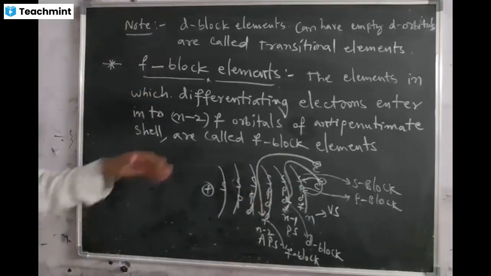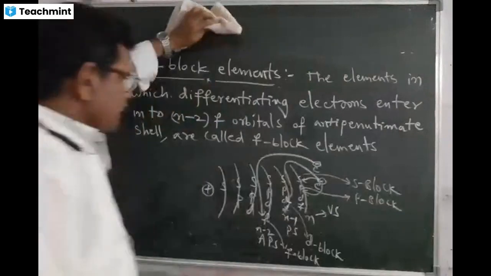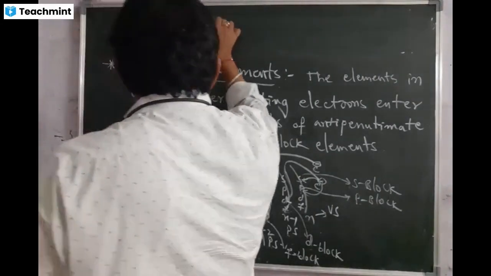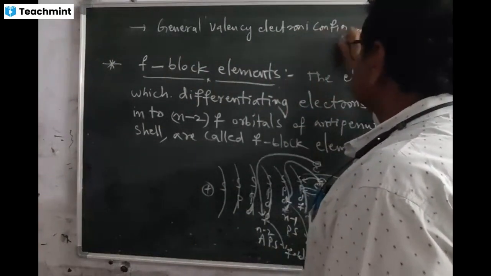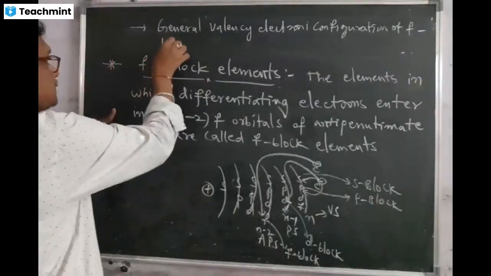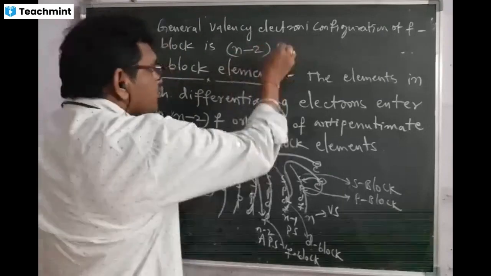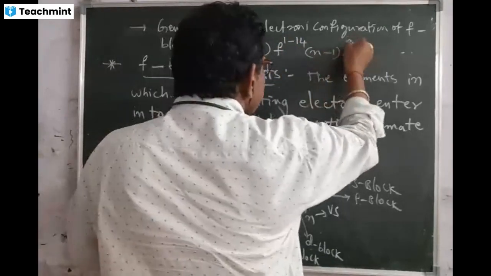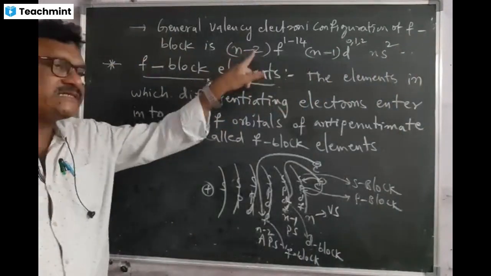Now our topic is the F block elements. I write: general valence electronic configuration of F block. The general valence electronic configuration of F block is n minus 2 f 1 to 14, n minus 1 d 0, 1, 2, ns2. This is the important general valence electronic configuration. Read it a number of times.